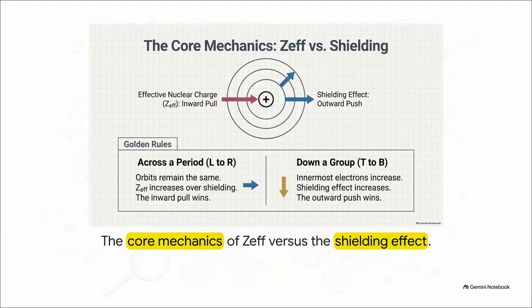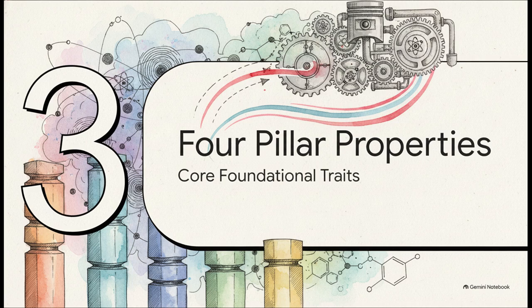So, what does this all mean? Well, it brings us to our golden rule of atomic mechanics. As you move right across a period, those orbits remain the same, so the inward pull of the nucleus increases and wins the tug of war. But as you move down a group, the number of innermost electrons increases drastically, blowing up that shielding effect, which means the outward push wins. So remember this, inward pull wins going right, outward push wins going down. Absolutely crucial.